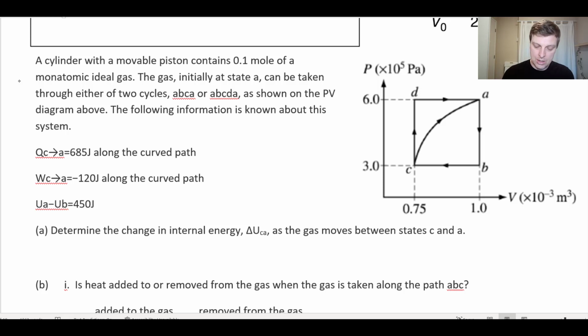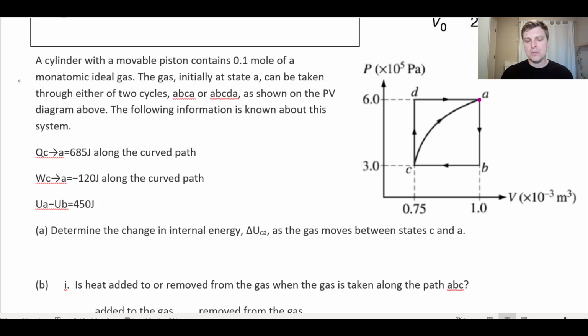So it starts at point A here, and then I can either go from A to B to C, and then follow this curved path back to A, or I go the long way around and go A to B to C to D and back to A. And so we're going to compare these two things.